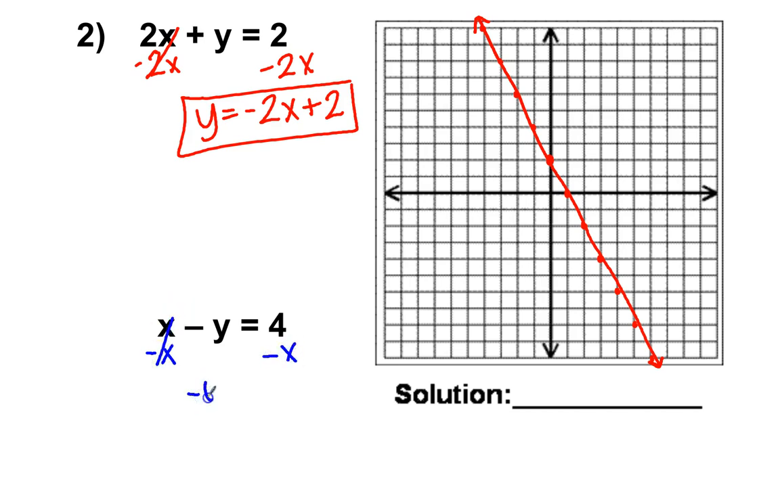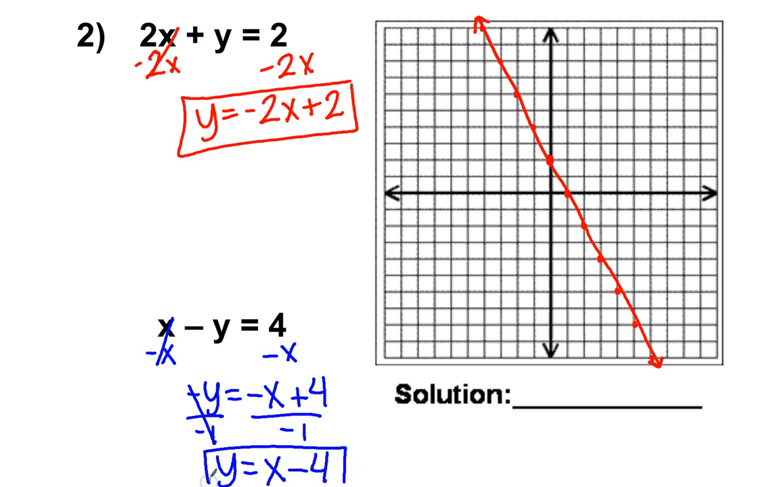That goes away. Negative y equals negative x plus 4. Then that's like a negative 1, right? So we divide by negative 1. Y equals a negative divided by negative is positive. It's positive 1x, or just x. Positive 4 divided by negative 1 is negative 4. There you go. So the y-intercept is negative 4. 1, 2, 3, 4. And the slope is positive 1. Up 1 over 1, up 1 over 1.